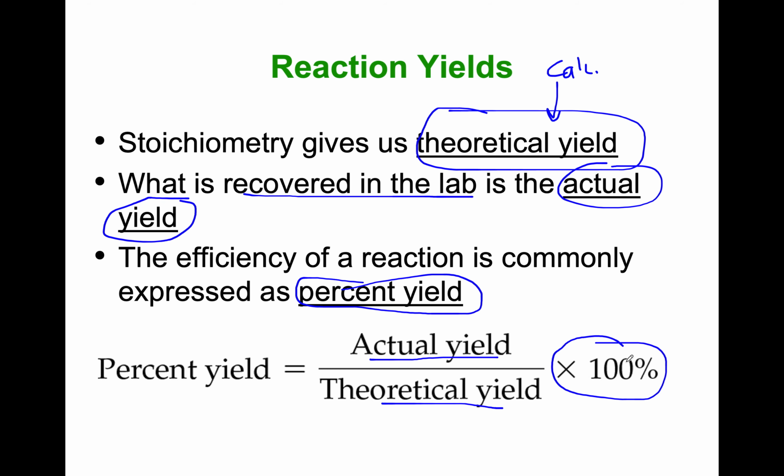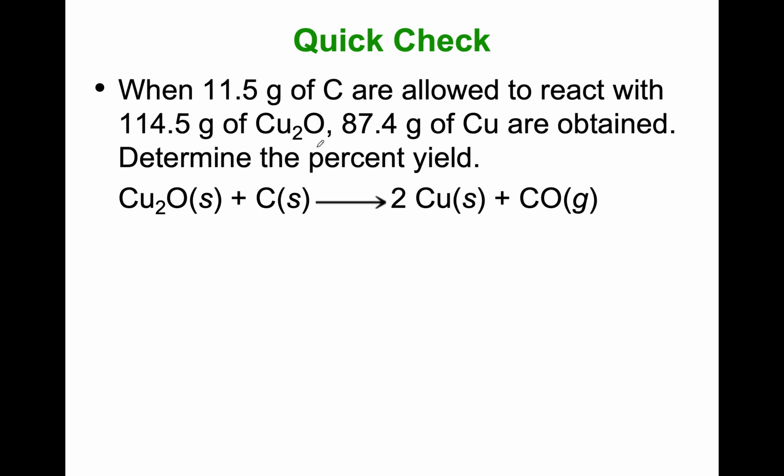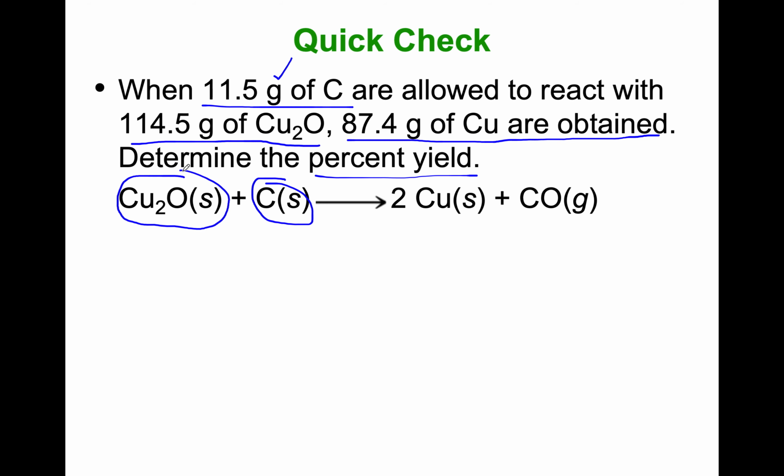So now we can put all this together. You've got grams of carbon, and you've got grams of copper 1 oxide, and you've got grams of copper that are obtained. Determine the percent yield. Okay, so there's a lot going on here. So let's look at this and see first. Okay, you've got grams of this reactant right here, and you've got grams of this reactant. This should be a red flag right away.